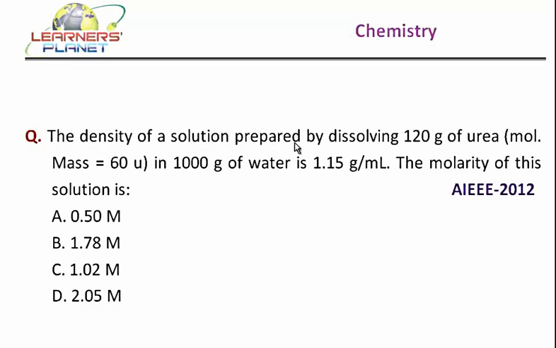The density of a solution prepared by dissolving 120 gram of urea, molecular weight 60 units, and 1000 gram of water is 1.15 gram per ml. The molarity of this solution is. So students, this is a very simple question from solutions. How can you find out, or what are you asked to find out here? It is the molarity, right?